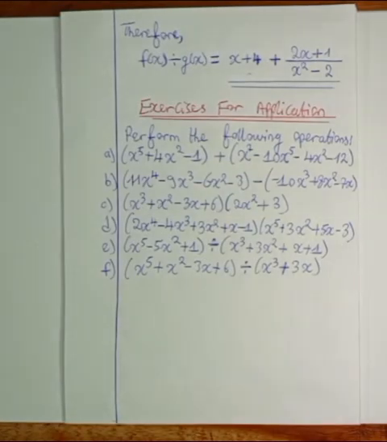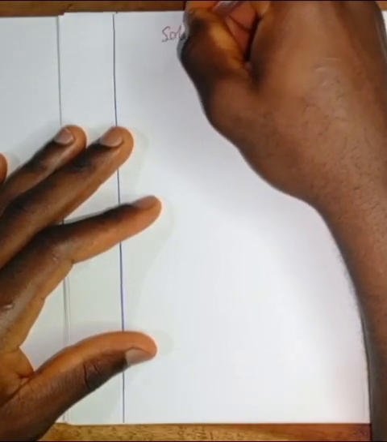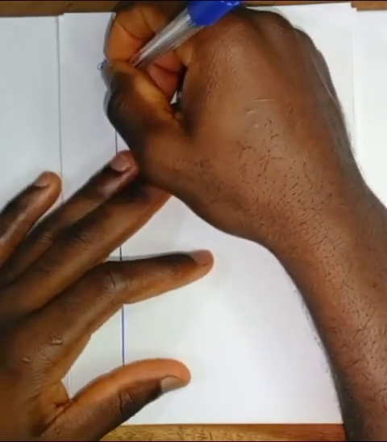We are to answer the following exercise for application on operations on polynomials. It goes: perform the following operations. For question A, we are to add two polynomials. Take solution. For question A, we are to add two polynomials.